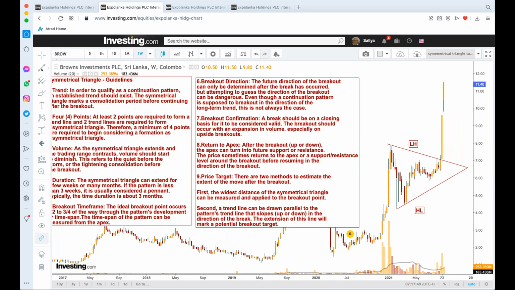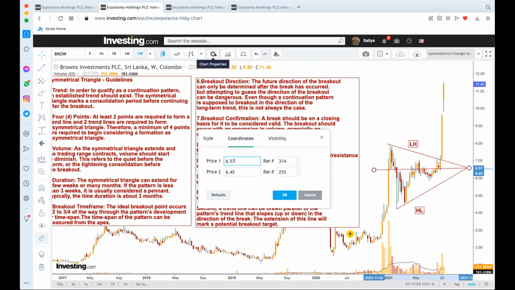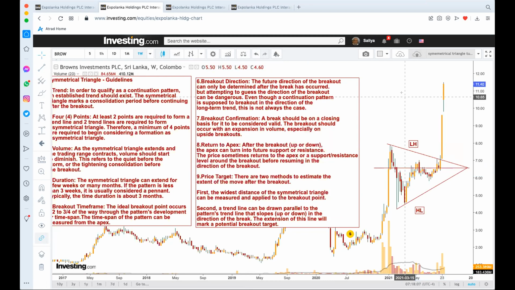So here, if you take a price point, it's like 657. At 657 is where the apex is. At 6 rupees and 57. By the looks of it, you can see that it's halfway of the entire range. Or inside this, you can see that it's halfway.